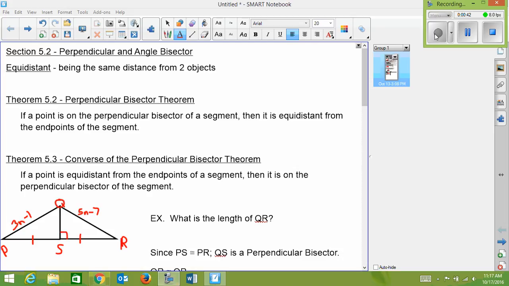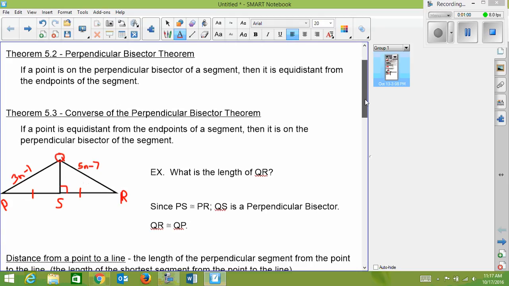Theorem 5.3, the converse of the perpendicular bisector theorem, so the opposite, in other words. So now we know that a point is equidistant from the endpoints, then it has to be on the perpendicular bisector. So it's the opposite of what I just said. The converse.